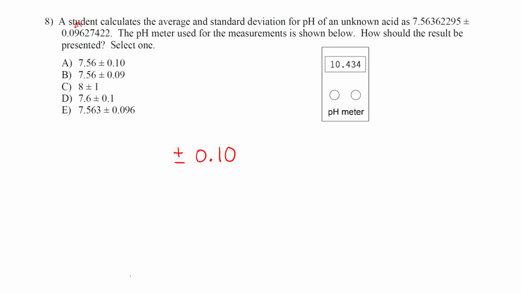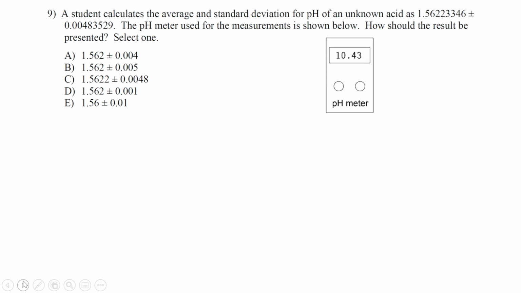So we have 2 significant figures, so we have to report rule 2 now. We have to report that to the correct number of sig figs. That 3 will not have it round. 7.56. And rule 3, are we doing better or worse than the instrument? The instrument is 0.001, so this error is worse, so this is what we're going to keep. So for 8, A is the answer. Number 9.